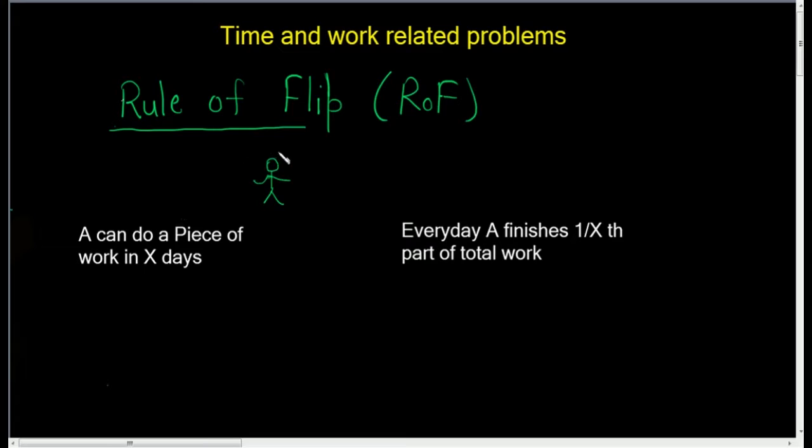So we assume that we have a person A and A can do a piece of work in X days. Then ROF says every day A finishes 1 by Xth part of total work. And if we are given that every day A finishes 1 by Xth part of total work, then A will take X days to finish the whole work. Okay, so we understand this by example.